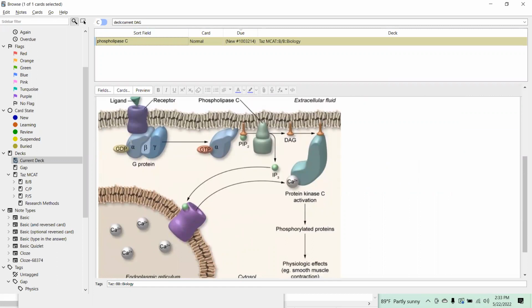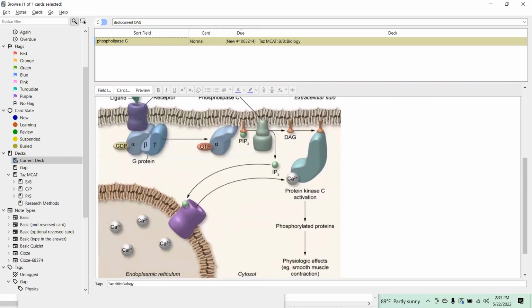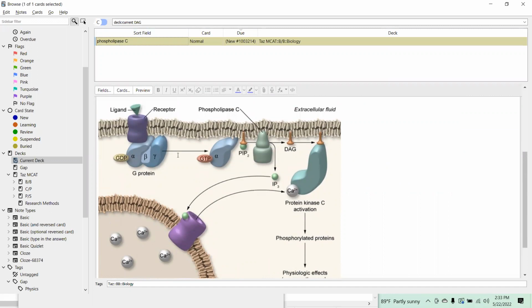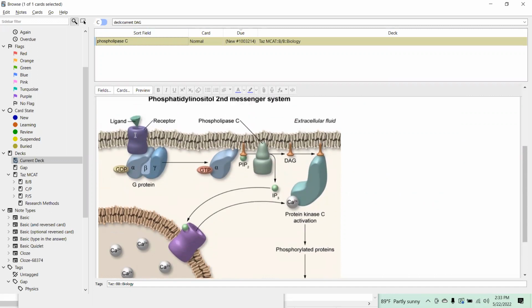Basically, again, we see the same exact structure. The main structure is the same. It starts as a GDP with an alpha, beta, and a gamma. Once the signaling ligand attaches, it causes the GDP to be replaced with a GTP, and that causes the signaling where the alpha separates from the beta and the gamma.